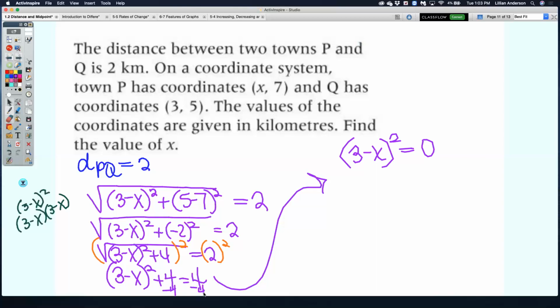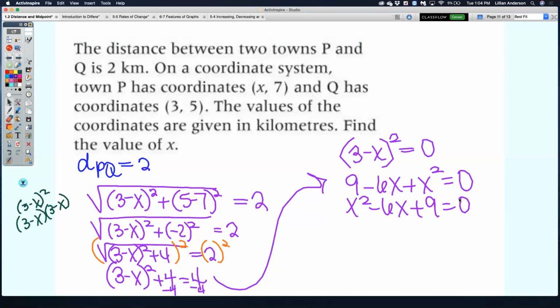Okay. Now say what? Would you FOIL again? I can FOIL. So if I FOIL this, it becomes 9 minus 6x plus x squared equals 0. Let me write it the right way. Wait, Miss Anderson, why did you square the 2? Why did I square the 2? Oh, because of the formula. Remember, it's (x2 minus x1) squared plus (y2 minus y1) squared. So after I subtracted 5 minus 7, I still had to square it because it was a part of the formula for distance. Oh, okay, thank you.